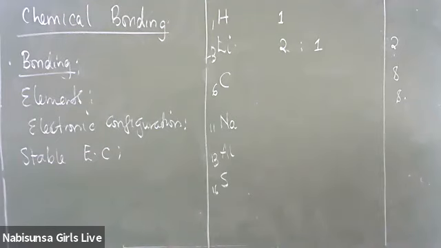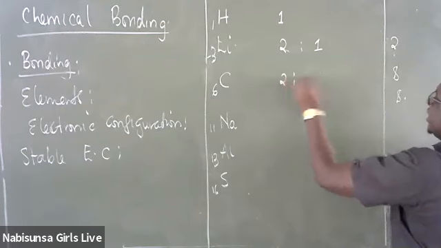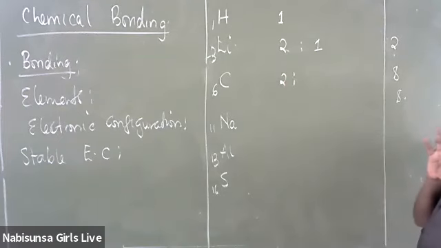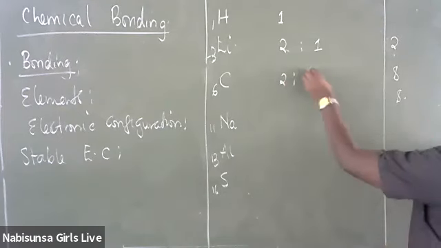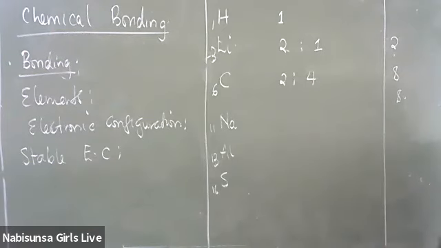Carbon also. Carbon has 6. The first room is going to take 2. The next room, the balance is going to be 4. Can the 4 fit in the next room? Yes, they can. Why? Because the room can take a maximum of 8, but anything less than 8 can be there.